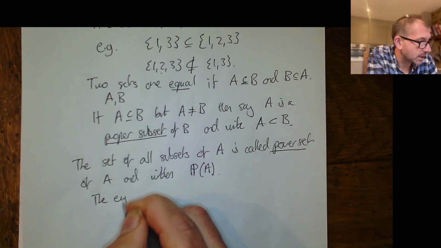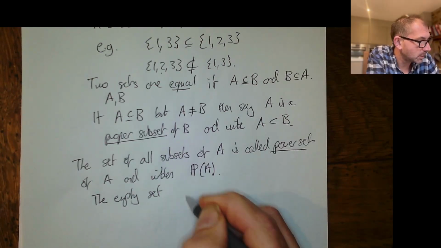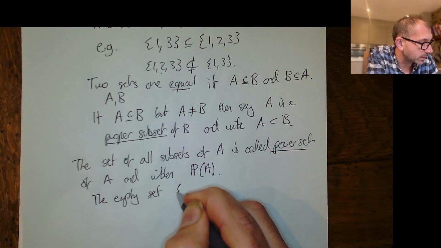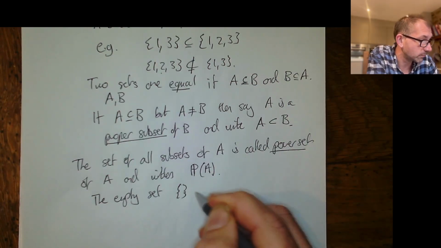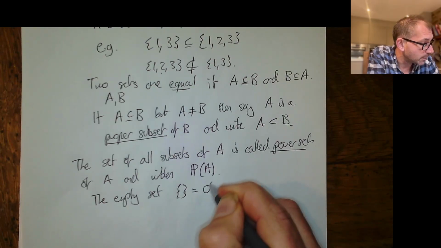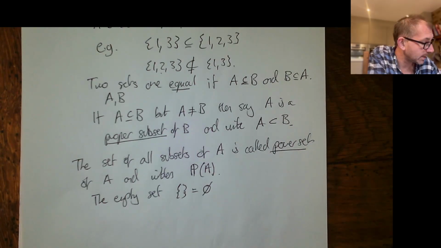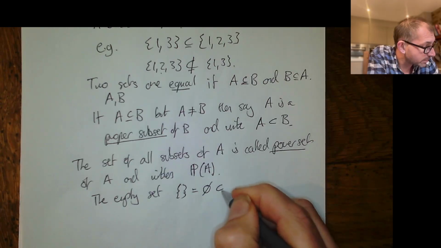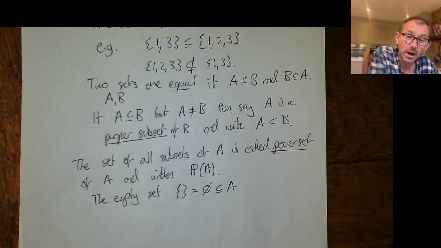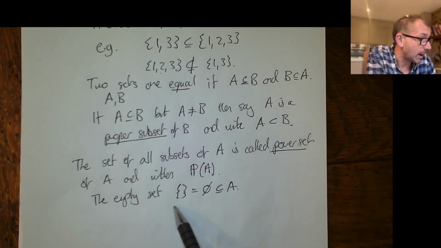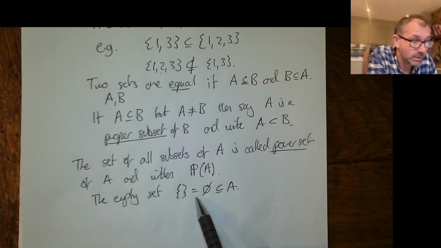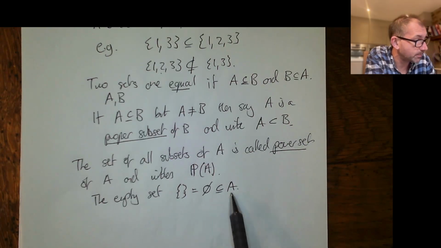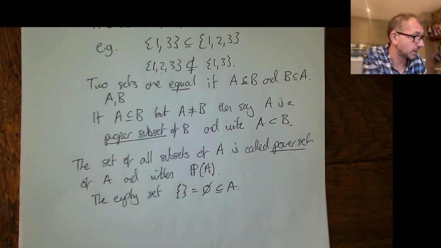Let us note that the empty set is always a subset. So the empty set, and we have two ways of writing this. We can write it as just this symbol, if we like, or we could write it as the empty set symbol like that. This is always going to be a subset of a set A. Why? Because if I want to check that something is a subset, I have to check that every element in here is also an element in here. But there are no elements in here to check. So trivially, it is a subset.